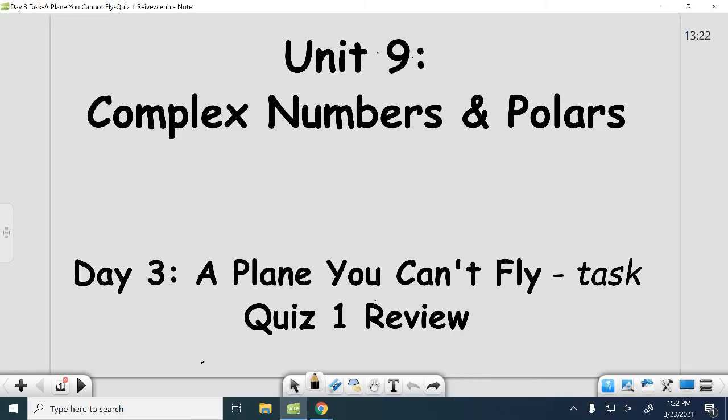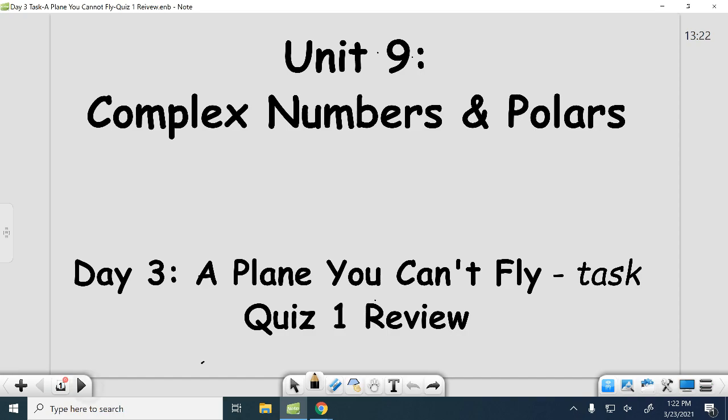Hey guys, today what I have for you is the day 3 notes, which is just some extra practice converting between the two forms, as well as the task of plane that you can't fly. And it relates back to some stuff with Harry Potter. So if you're a Harry Potter fan, hang tight. Here we go.